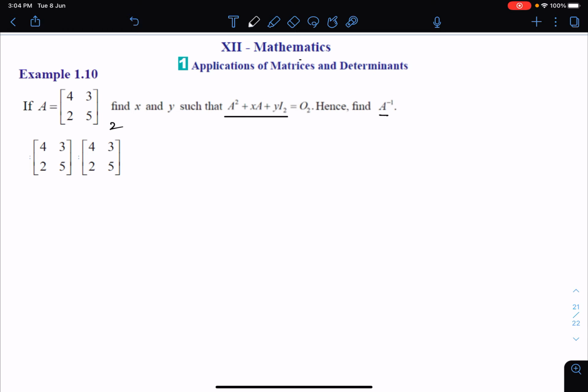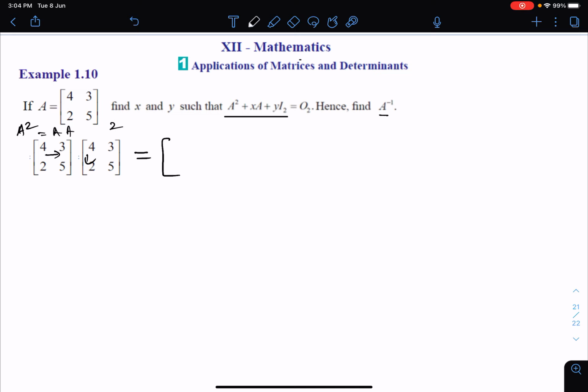This is not the letter O, this is the 0 matrix of order 2. So first you are going to find out A square. So what is A square? It is A into A. So you are going to multiply this A into the same A, so row into column.